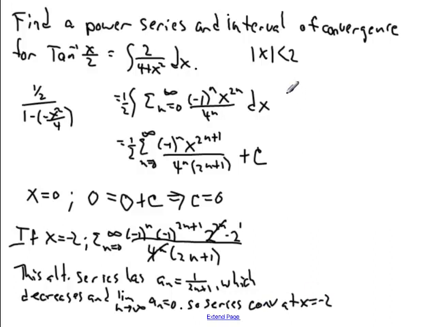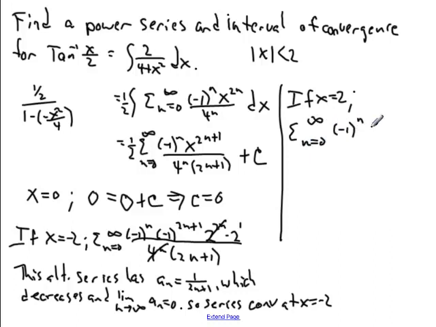Now, if we look at x equal to positive 2, we get a similar situation. We're going to get, I'm going to ignore my 1 half here again, the sum from n equals 0 to infinity, negative 1 to the n, 2 to the 2n plus 1, which I'll write as 2 to the 2n times 2 to the 1, divided by 4 to the n times 2n plus 1. And our 2 to the 2n are going to cancel.